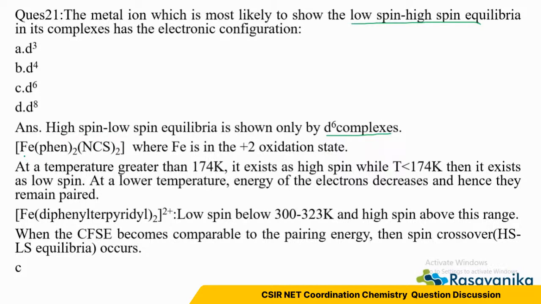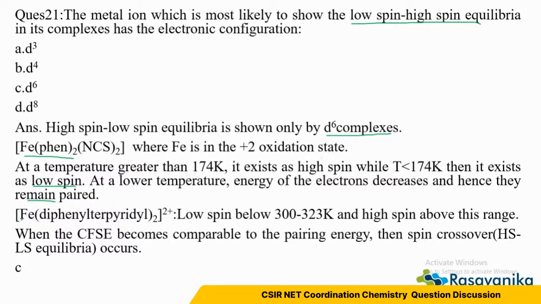So this is one example of the low spin high spin equilibria, where iron is in the plus 2 oxidation state. Okay, so plus 2 oxidation state, that means 3d6 4s2, 2 electrons have been removed and we get the 3d6 configuration. Okay, so this is important, you have to see this. At a temperature greater than 174 Kelvin, it exists as a high spin, while at a temperature lower than 174 Kelvin, it exists as low spin. At lower temperature, energy of the electrons decreases and hence they remain paired, and it will be a low spin.